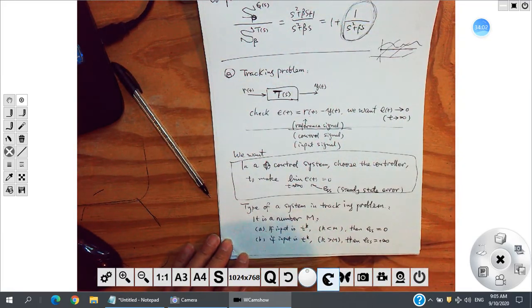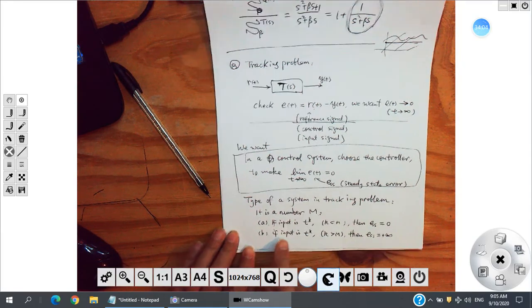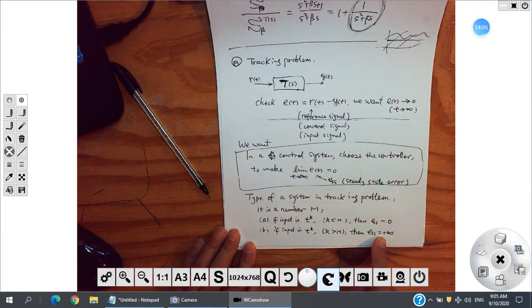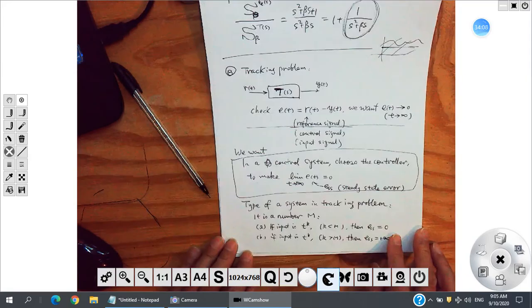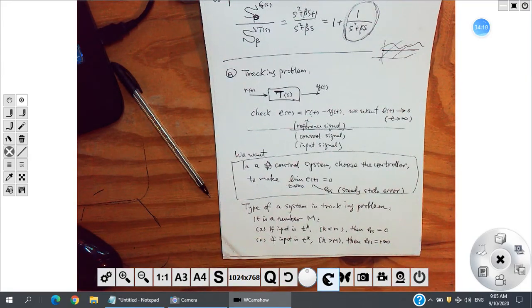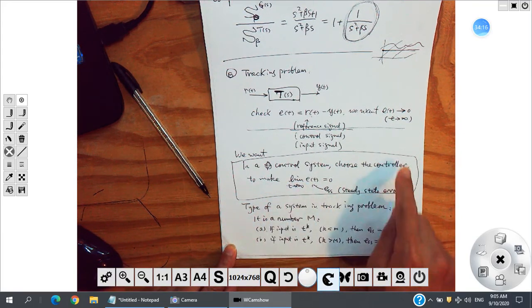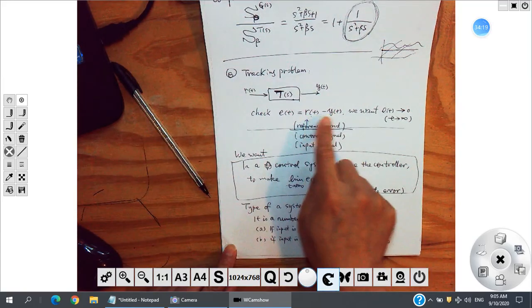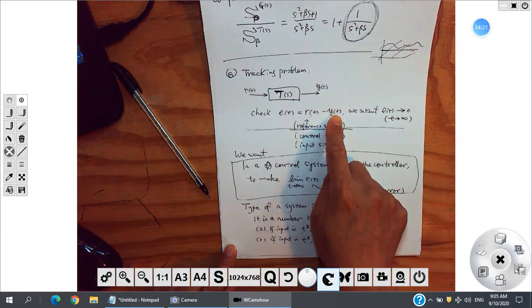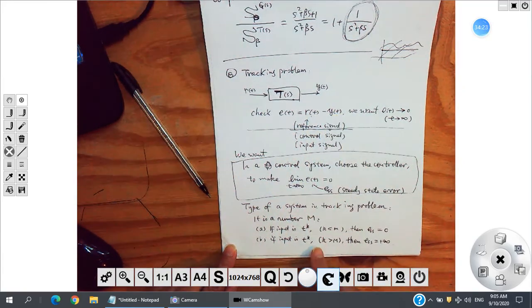And in this case, if it is infinite, that means it cannot follow. The distance will become longer and longer, finally going to infinity. The difference between r and y will be larger and larger, and finally go to infinity. So the system cannot track.